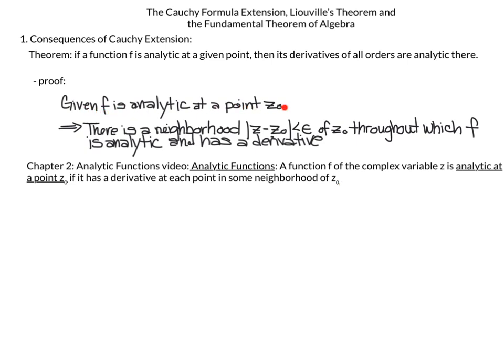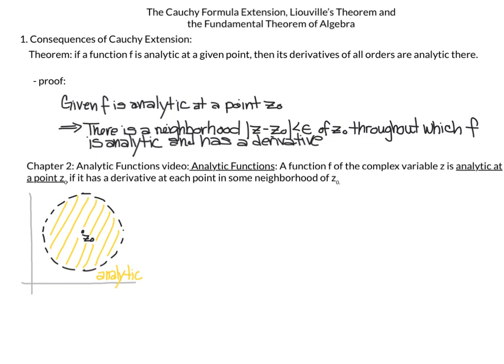So when we say f is analytic at a point z0, that means there's a neighborhood, |z - z0| less than epsilon, so kind of a circle of radius epsilon of z0 throughout which f is analytic and has a derivative. And I have this picture to remind you what this neighborhood looks like. It's all the points z such that the distance from z to z0, that's the center of our neighborhood, is less than epsilon. So it's essentially the interior of the circle where the radius, I should draw the radius, is equal to epsilon. So we're saying that for f to be analytic, that means there's this neighborhood around z0, this yellow shaded portion, where f is analytic and has a derivative.